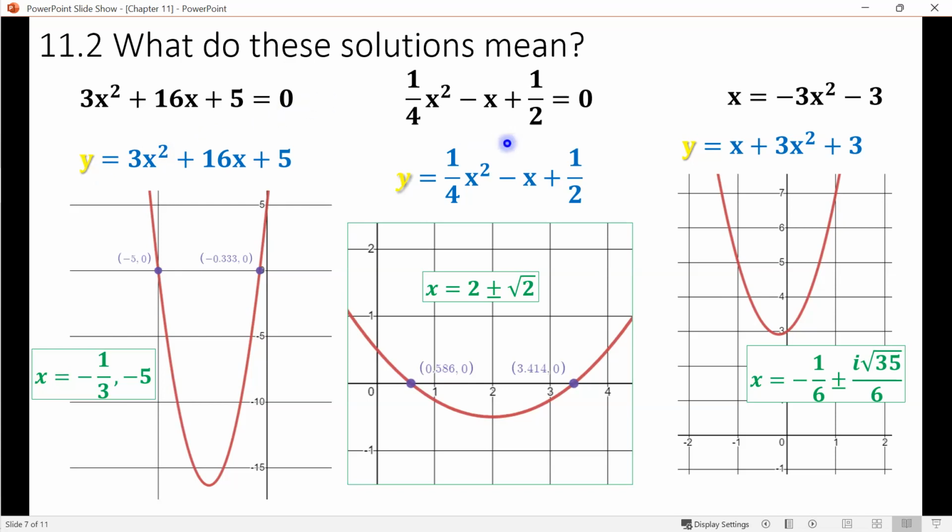Same thing in our second example. This is 2 plus root 2. This is 2 minus root 2. That's when this parabola crosses the x-axis.